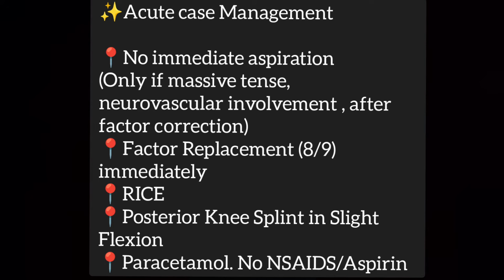Okay, so quickly summing up the acute case management: no immediate aspiration at all, only if massive tense swelling or neurovascular involvement, preferably after factor correction. Factor replacement, 8 or 9 as per the case, immediately. RICE therapy, posterior knee splint in slight flexion, and only paracetamol, no aspirin or NSAIDs.